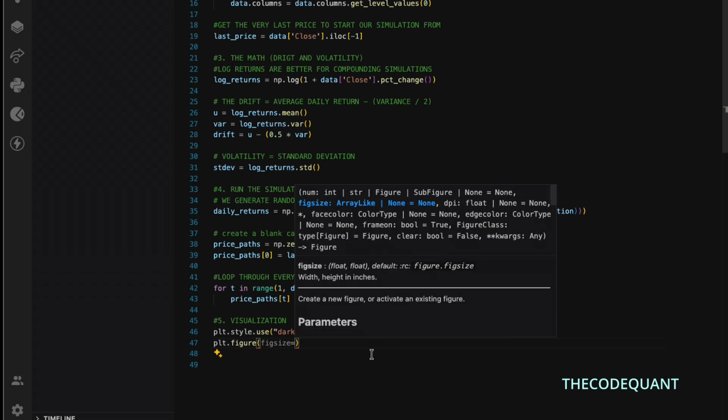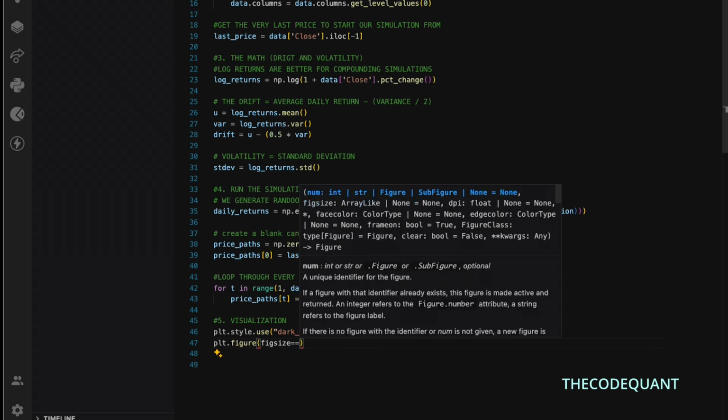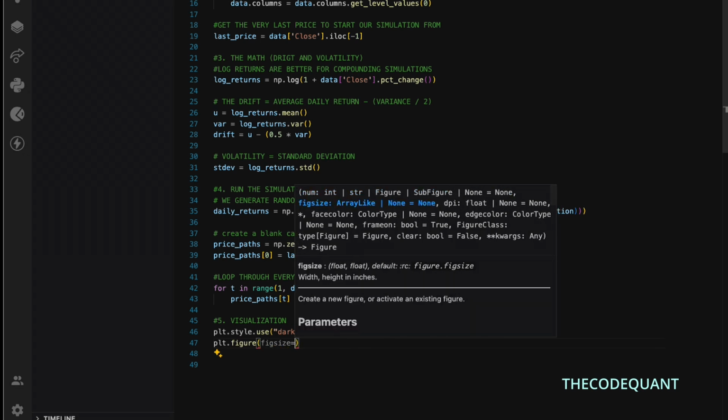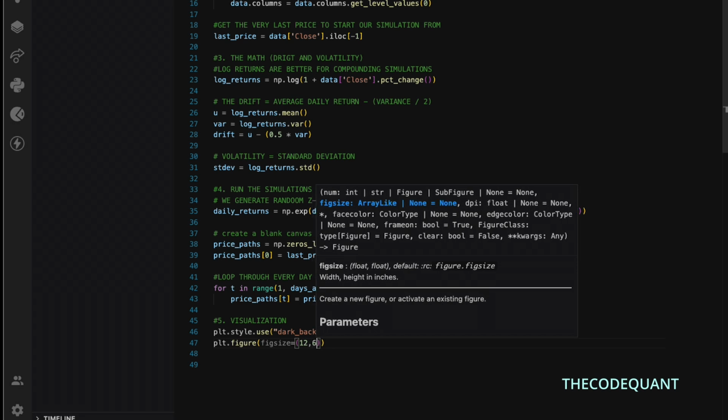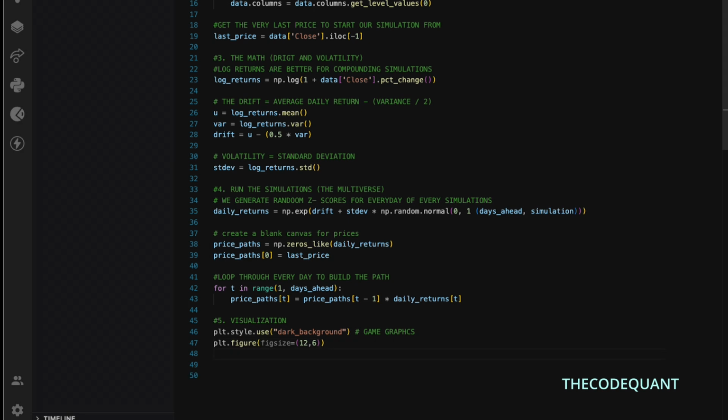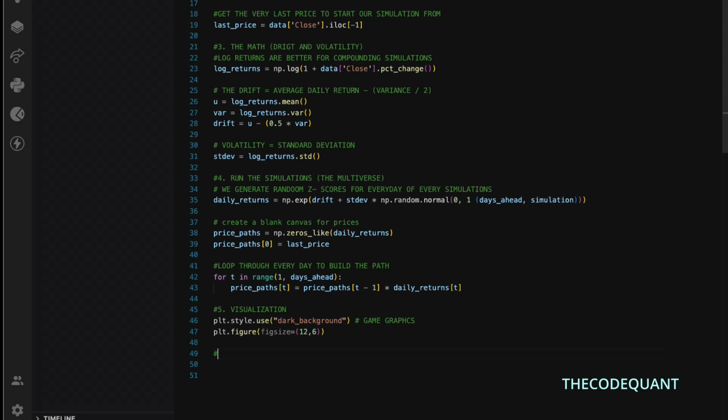Okay. The next step is the volatility, which is standard deviation. Standard deviation is equal to the log return's standard deviation. This measures the risk or the energy of the stock. A high number here means our future lines will be wild and jagged. A low number means they will be smooth.